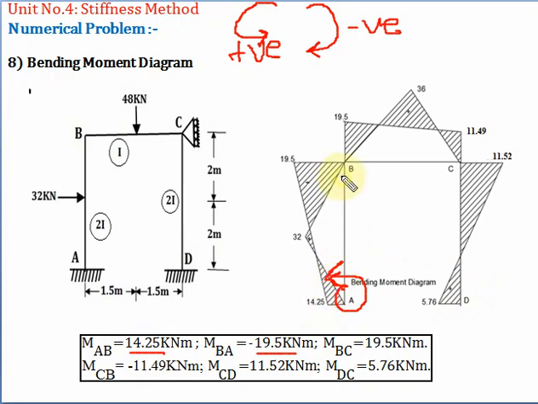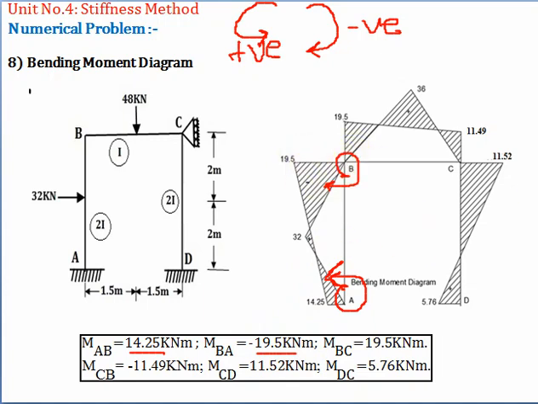Now at B, keep the pen nearer to B. Now what is the moment in member BA? It is minus 19.5. Minus means clockwise. That means I'll rotate the joint B in clockwise direction, and it should cut the member BA once. So the moment, that is 19.5, is on the left hand side of the support B.